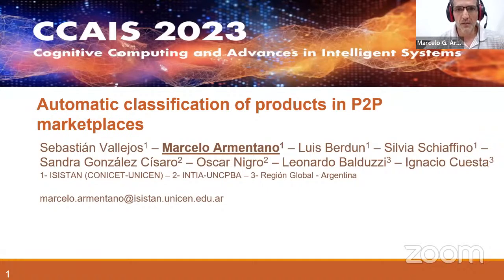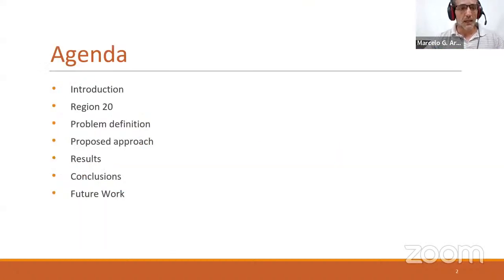My name is Marcelo Armentano. I am from UNICEN University in Argentina. With this group of researchers, we performed a project in conjunction with Región Global, which is an enterprise that owns an e-commerce platform with regional scope here in Argentina. I will give a brief introduction of the problem, show you some screenshots of the platform, then define the problem that we were asked to solve, the proposed solution, some results, conclusions, and future work.